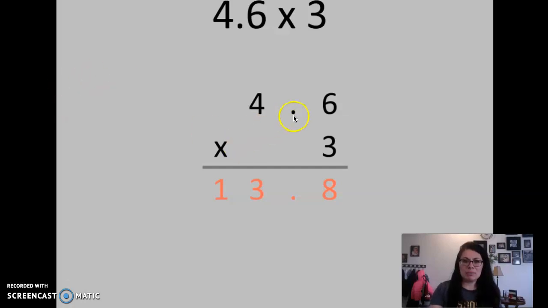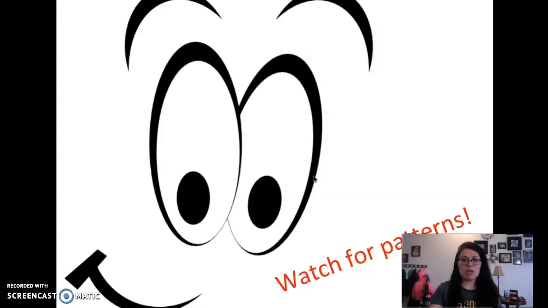Now remember, this number right here, this 6, there's one number behind the decimal. So on our answer, we have to bring the decimal over one place, because if there's 1 right here, there has to be one number behind the decimal here. Now that's going to be really important later because you need to pay attention to how many numbers are behind the decimal, because we are going to be fixing that as we go along. So just watch for patterns.